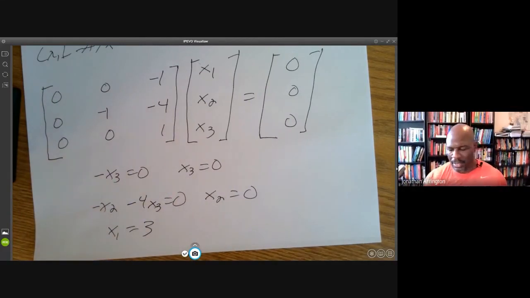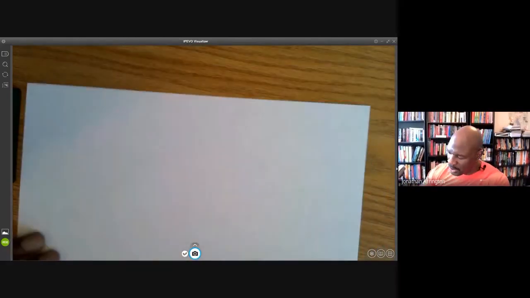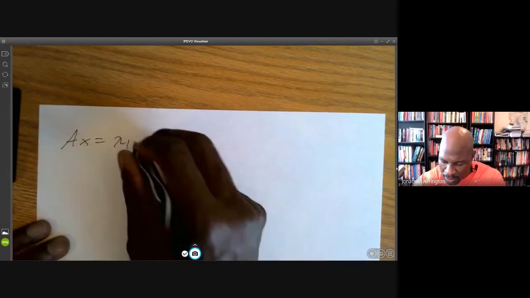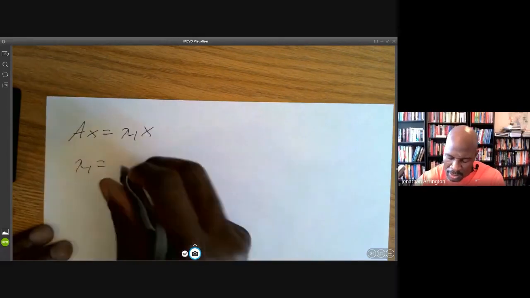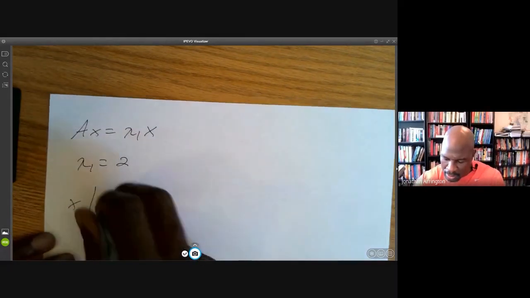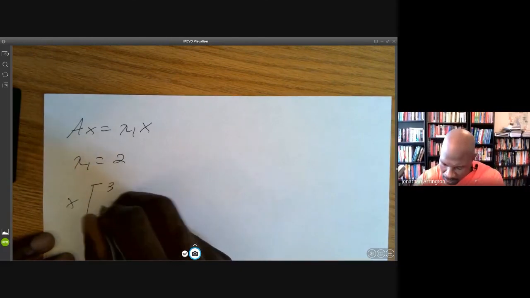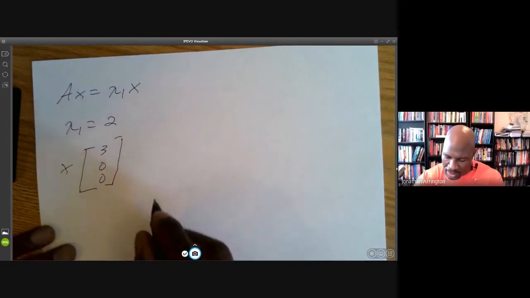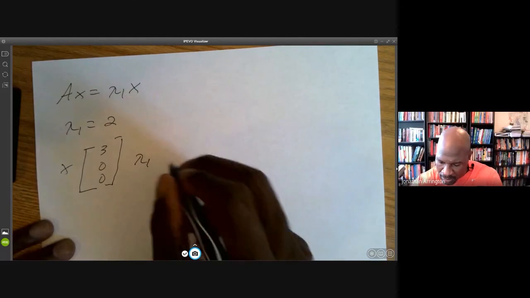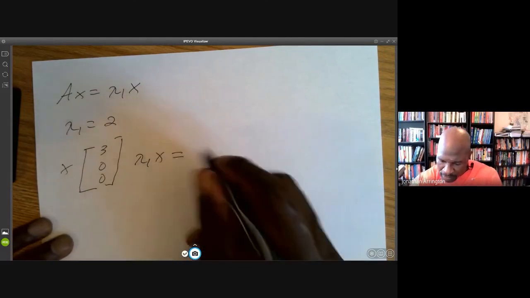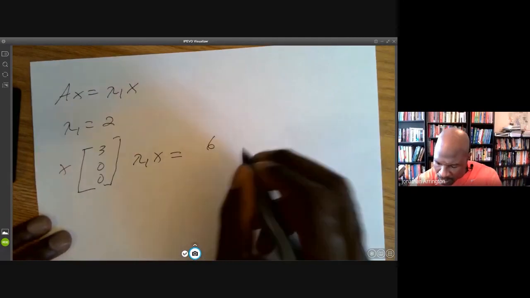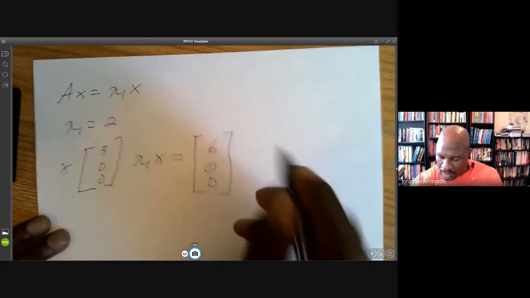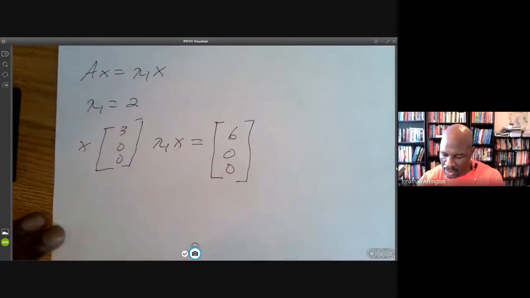So again, let's see if the identity holds. What we're trying to prove here is that A times x equals lambda 1 times x. Lambda 1, again, is 2, and x is 3, 0, 0. I think it's fairly easy to see that lambda 1 times x is simply the vector 6, 0, 0. And so let's see when we do A times x if we get 6, 0, 0.